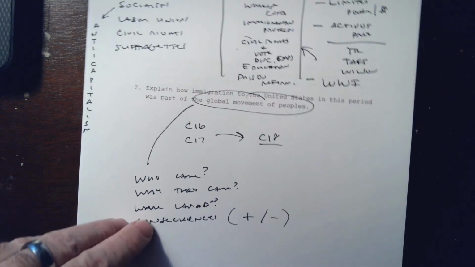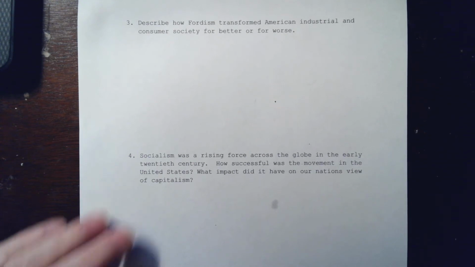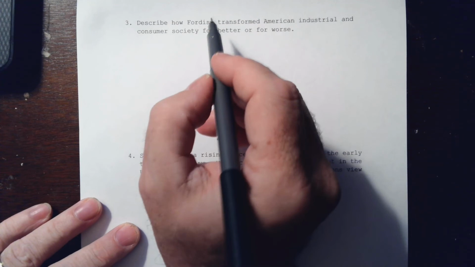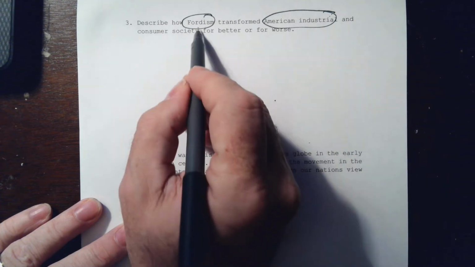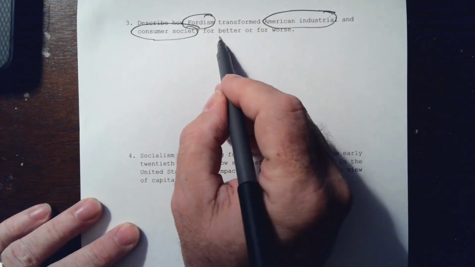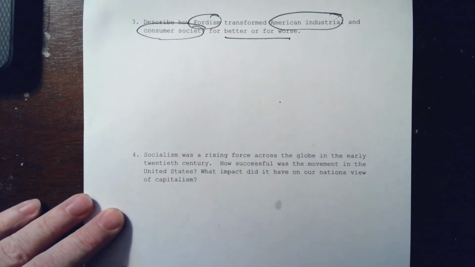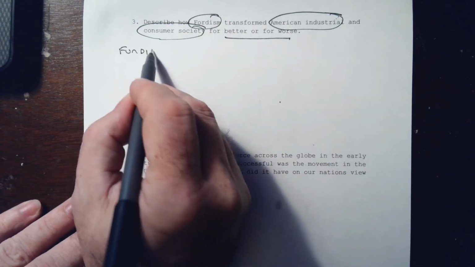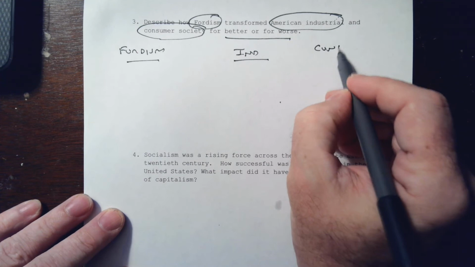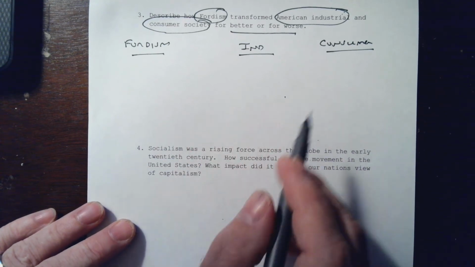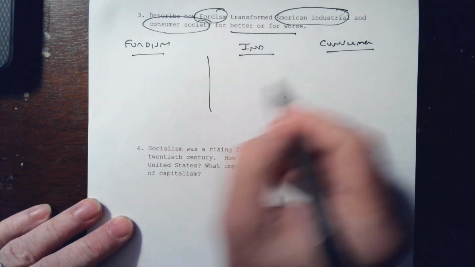All right. So let's turn the page. All right, let's take a look at it. Two more to go. All right, so here we have it. Let's take a look at this. Break it up into pieces. You got Fordism, you got American industry, you got consumer society, and then the better for worse. So what I would do is break this up into pieces again. Now, again, just look at what you have and just lay it out into pieces.